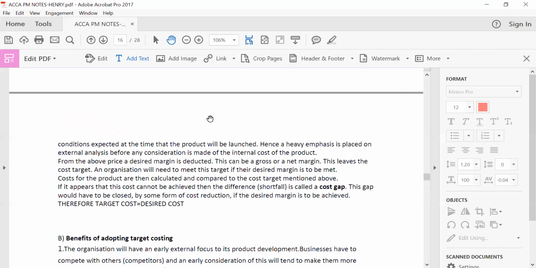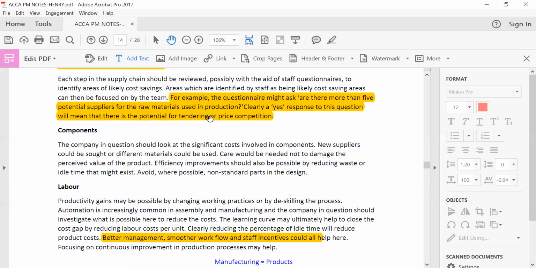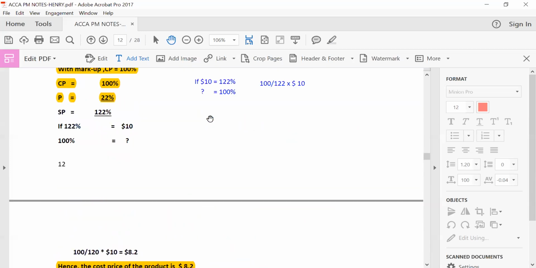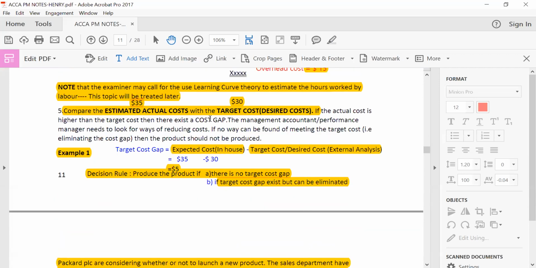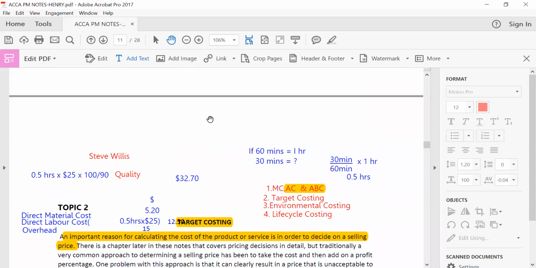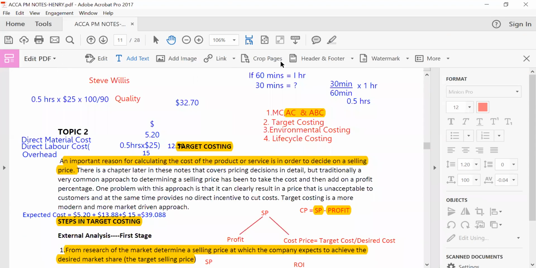If there's none, then permit me to bring my session with you on target costing to an end. So far we have gone through it in the case of the knowledge base. The only thing left for you to have 100% coverage of target costing is walking you through learning curve theory. But that will be looked at later on. So if there's no question, then permit me to bring my session to an end.